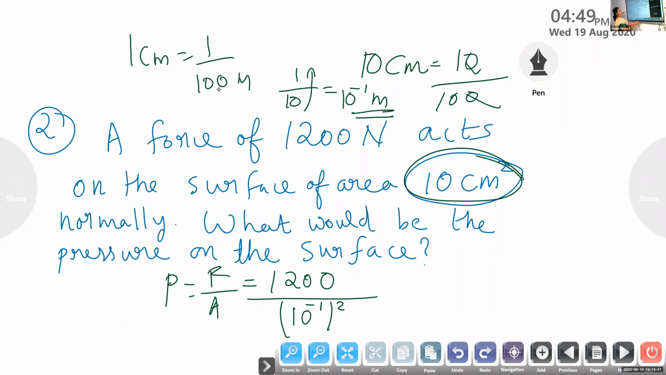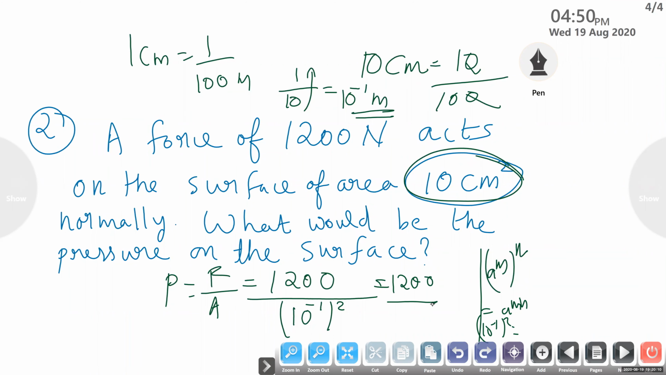Now you already learned in indices: a to the power of m, raised to n. What is this answer? A raised to m into n. So 10 to the power of minus 1 squared, what will it become? 10 raised to minus 2, so 1 by 100 is 10 to the power of minus 2. This is how we convert it.